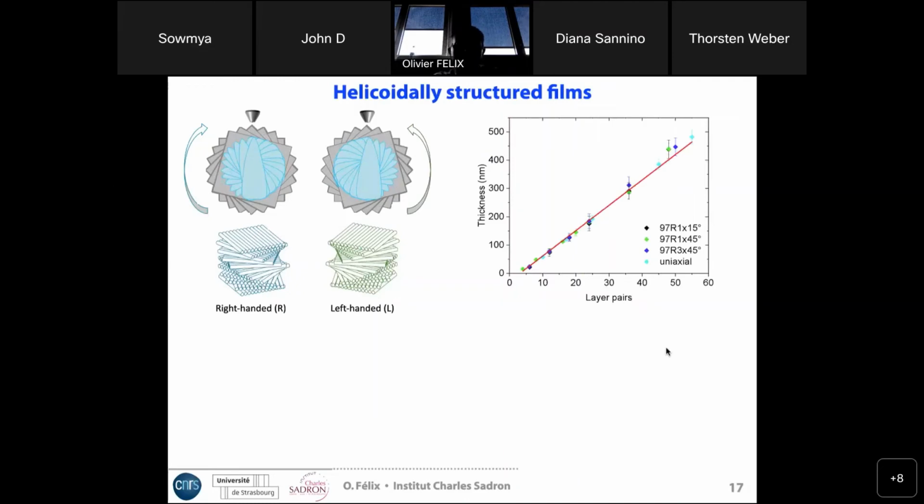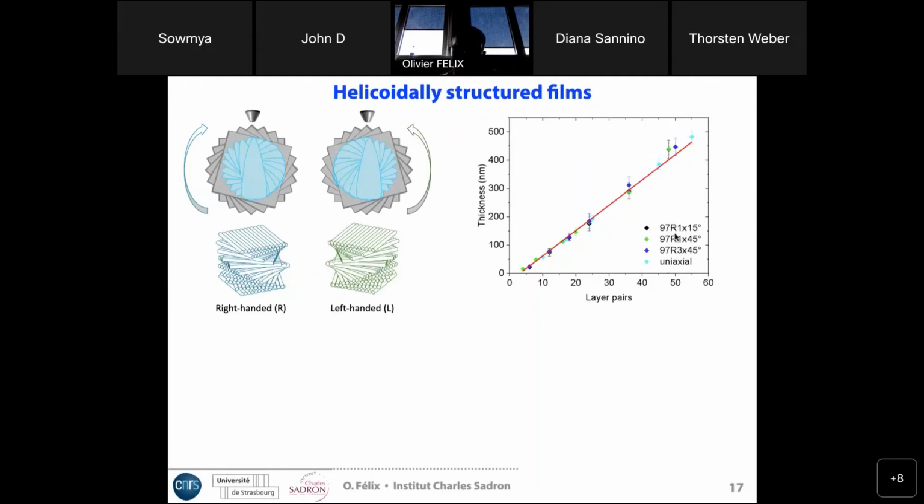But what you should also notice is that if you look at the variation of the film thickness as a function of the number of layer pairs, whether you build a randomly oriented, a unidirectionally oriented, or a helically oriented film, you will not see a difference in thickness. Here you have just an example. You have the uniaxial one. Here you have just a code. The code 97 corresponds to the number of layers.